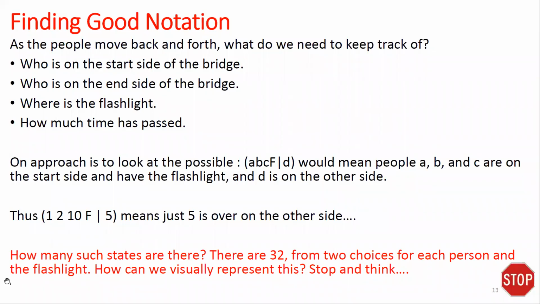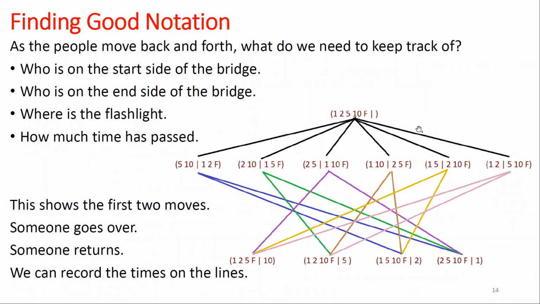One good way to visualize this is to draw a graph. We're going to start here with the first node, 1, 2, 5, 10 and the flashlight: everybody's on the start side with the flashlight and nobody's on the other. As was remarked earlier, the first possible moves are that 1 and 2 can cross, 1 and 5 can cross, 1 and 10 can cross, 2 and 5 can cross, 2 and 10 can cross, or 5 and 10 can cross. And what I could do is write on these lines how long it took. So this would be 2, and this would be 5 because it's 1 and 5, it's a longer one.